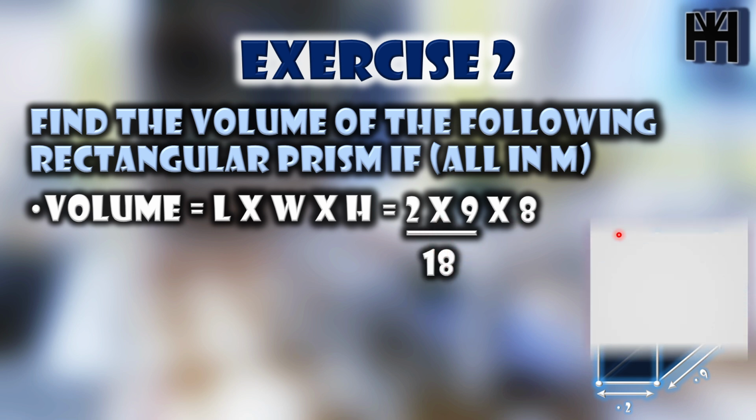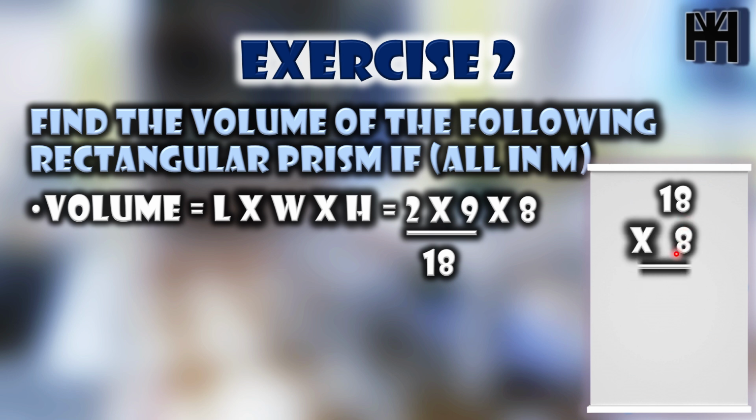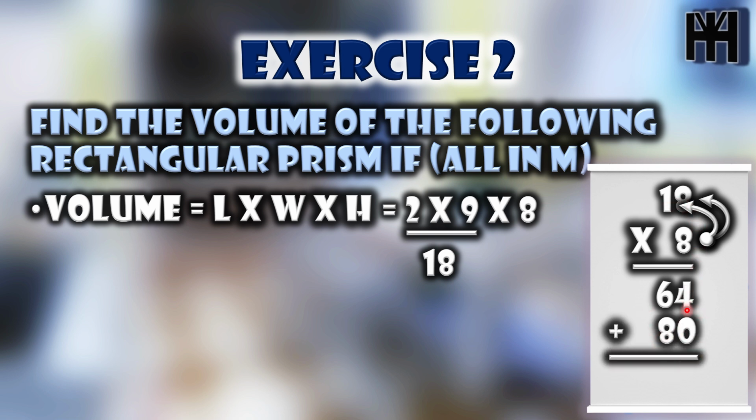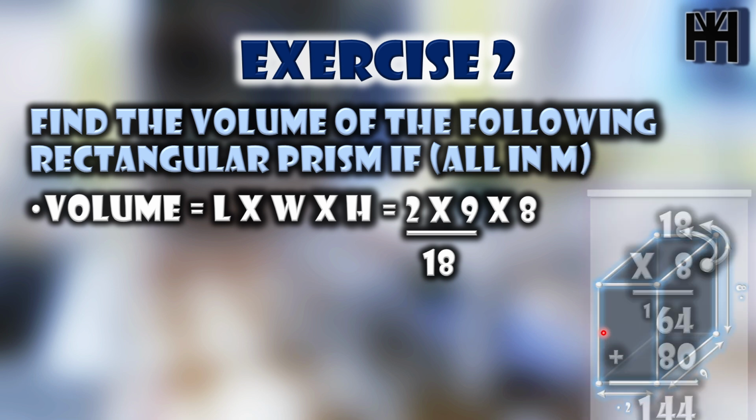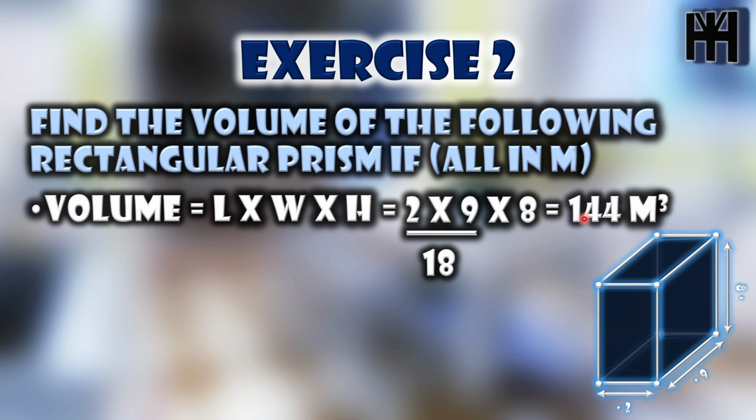Then 18 times 8. 8 times 8 is 64. Then 8 times 10 is 80. The last thing here, let's add them. 4 plus 0 is 4. 6 plus 8 is 14. So 4 down, and 1 goes up here. Then 1 plus nothing is 1. So the answer is 144. So the answer will be 144 meters cubed.